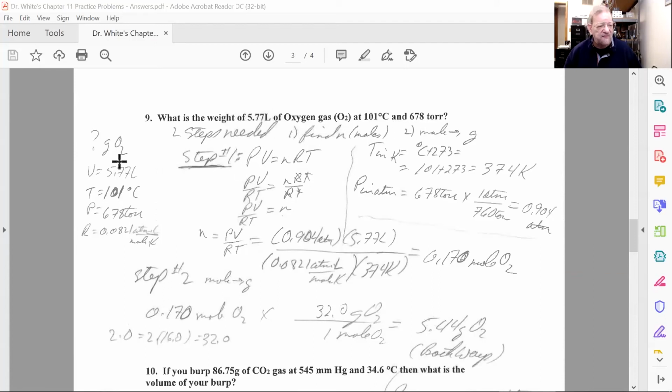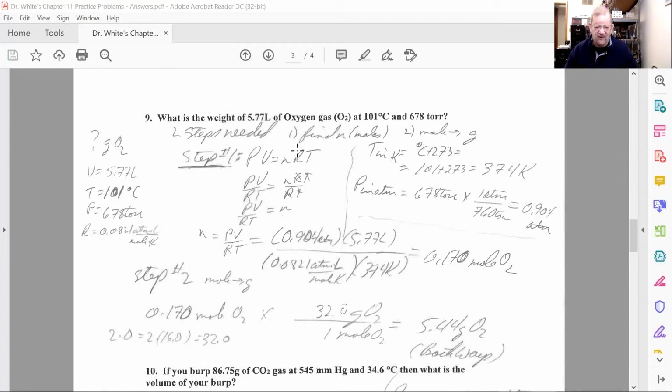What are you being asked to find? Weight, which is grams in our class. What are you given? The volume of a gas, the temperature of a gas, the pressure. And you need PV equal nRT. But oh no, wait. There's no grams there. There's pressure, volume, n is moles, R is the universal gas law constant, T is temperature. So what do you do? You need 2 steps.